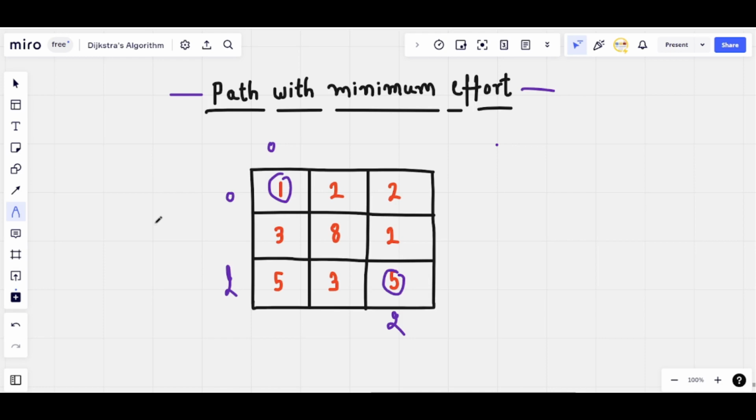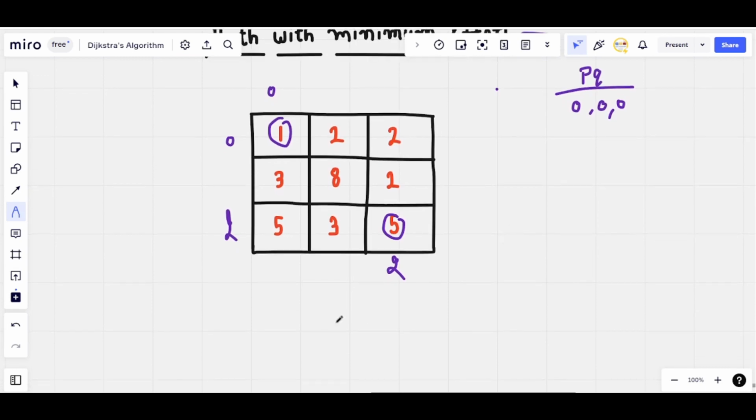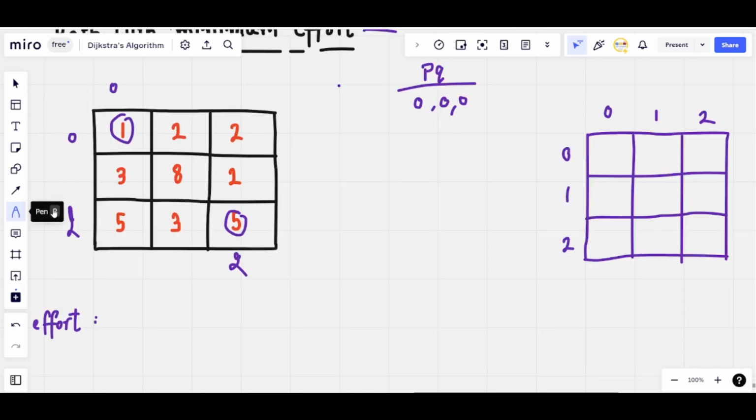So let's see how we can do that. As usual, we take a priority queue, and in that priority queue, we're going to push the starting cell, which is 0 0, along with its cost. The cost is 0, or let's call it distance, because it is a starting cell, we're starting from this cell. Then also take an array. So this is where we are given our effort array. So we have our effort array here.